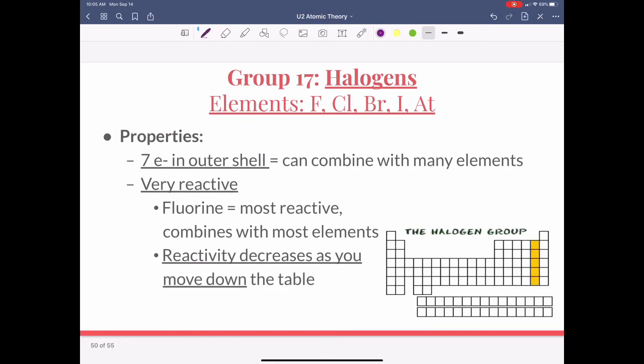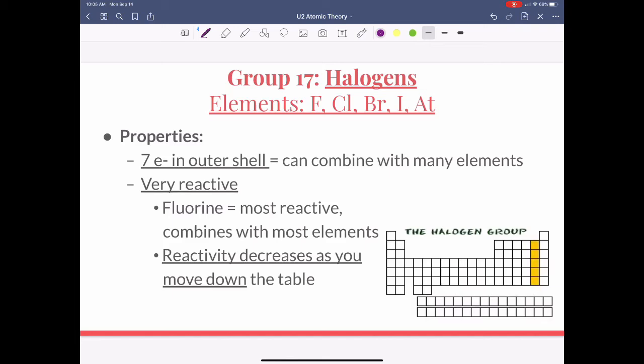And then we have group 17. Yes, we skipped groups 13, 14, 15, and 16. All right, those do not really have family names that we're worried about. You need to focus on groups 1A, 2A, and then 7A, 8A. All right, so group 17 is our halogens.